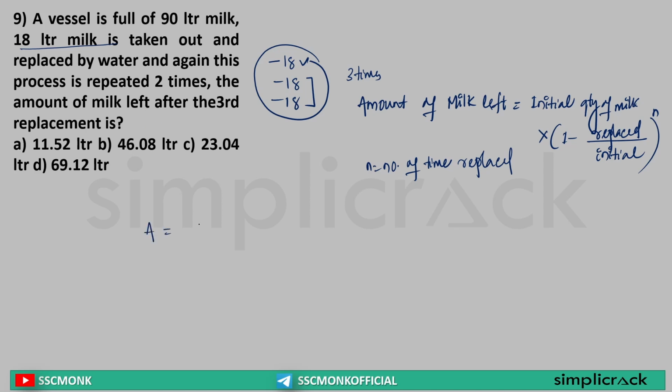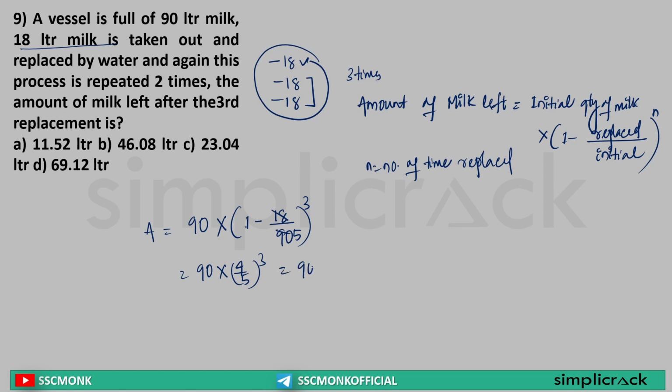Now, sir, here it is asking the amount of milk left after the third replacement. That means amount of milk left is equal to initial milk 90 multiplied by 1 minus replaced quantity 18 out of 90. How many times? 3 times. 18 fives are 90. 5 into 1 minus 1 is equal to 4. So 90 into 4 by 5 to the power 3 will be my answer. Yes or no? Yes, sir.